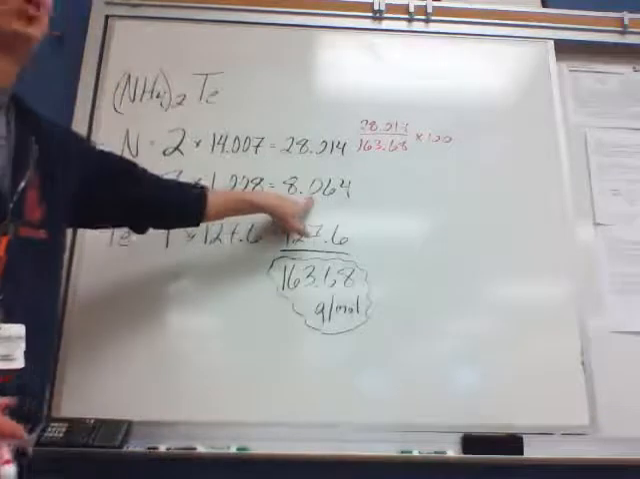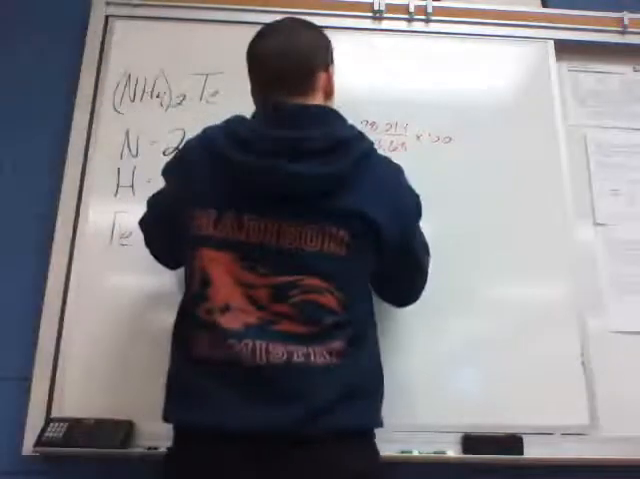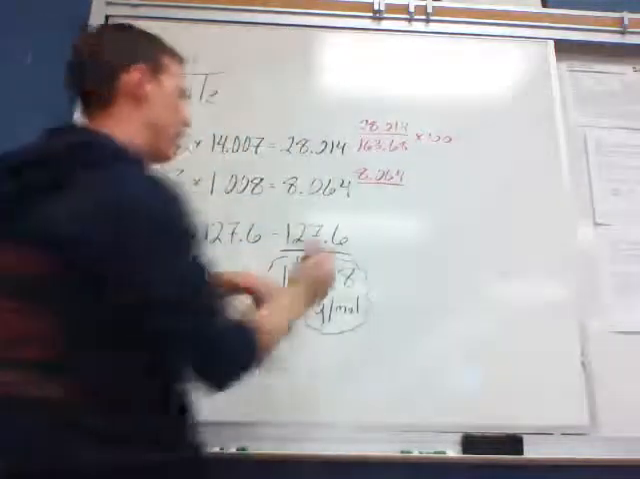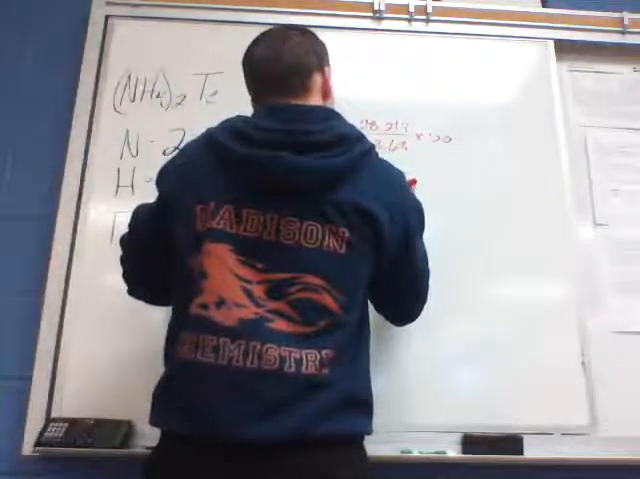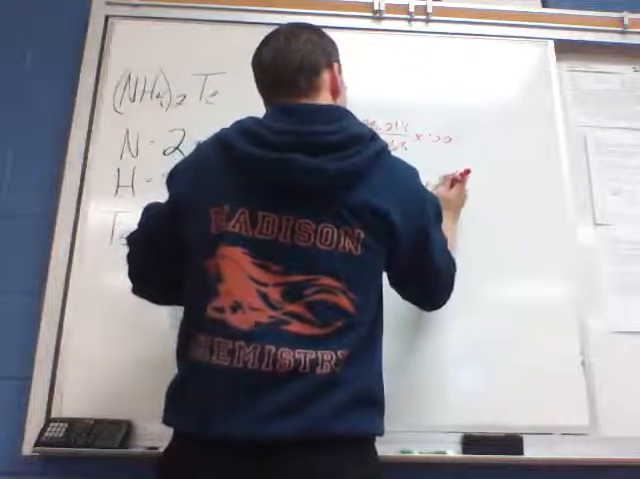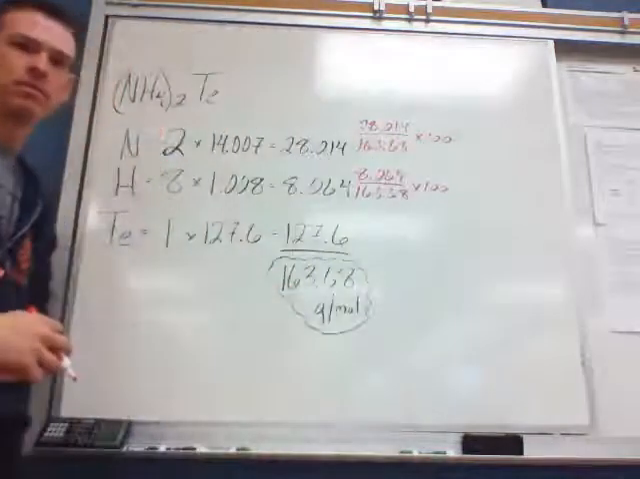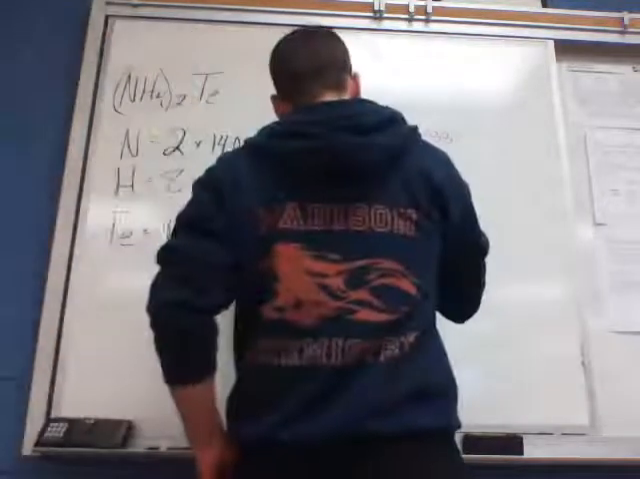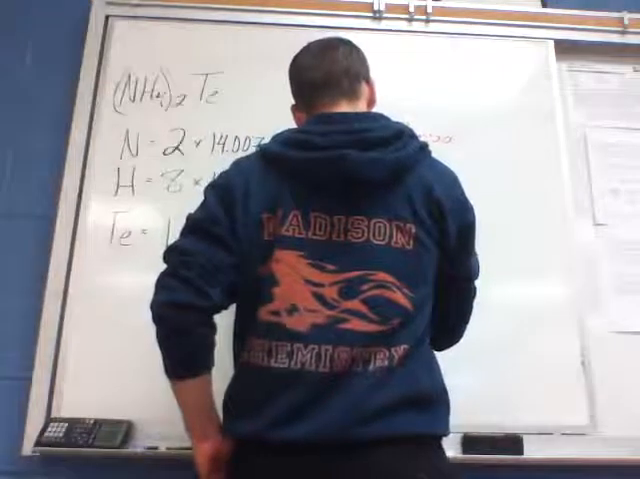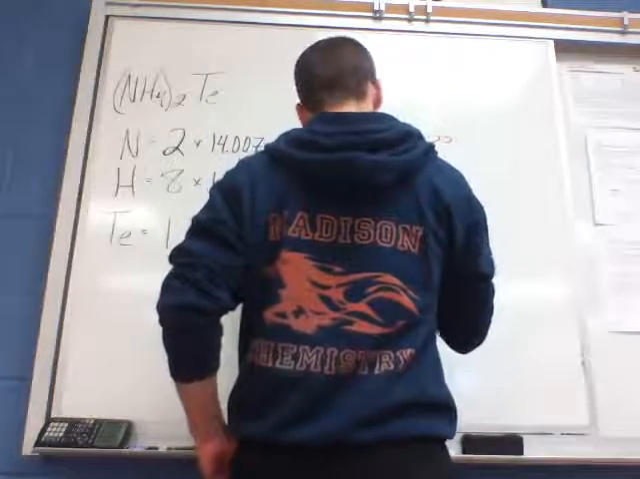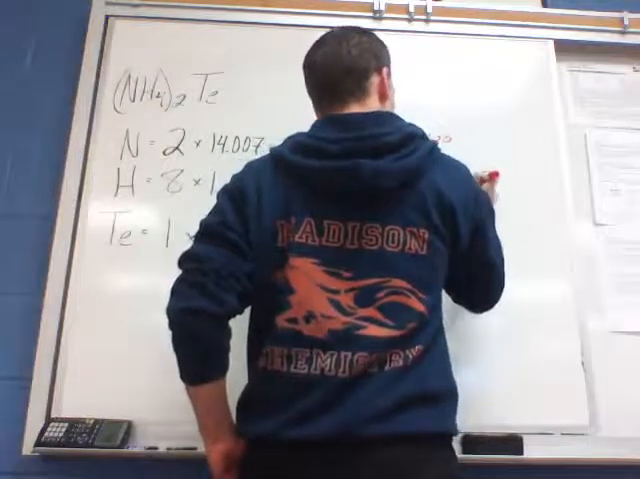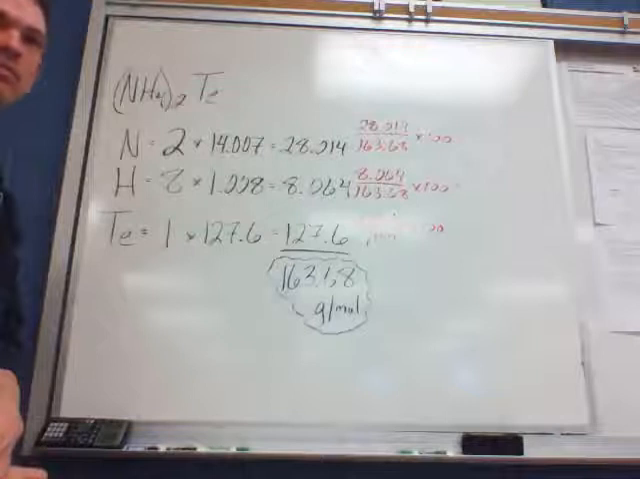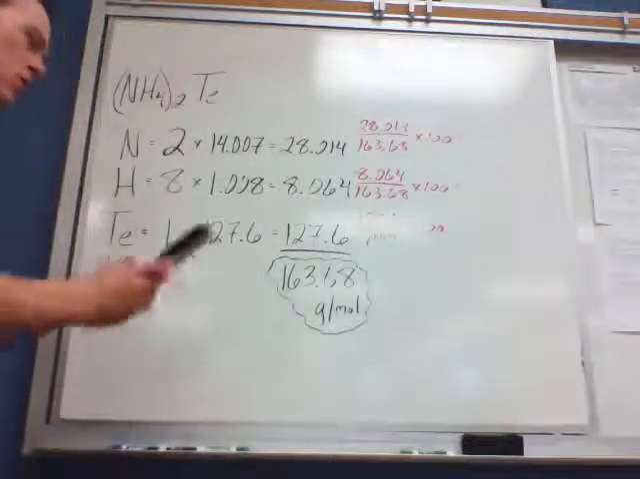Hydrogen, his total was 8.064. Again, always divided by that biggest number times 100. Tellurium was 127.6 divided by the molar mass times 100. Let's see what percentages we get.